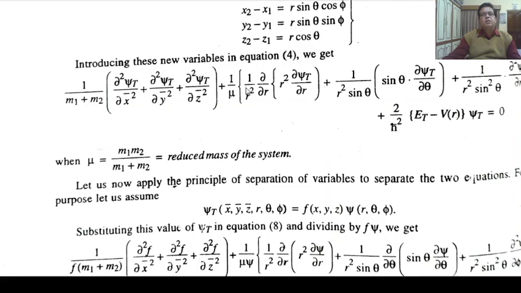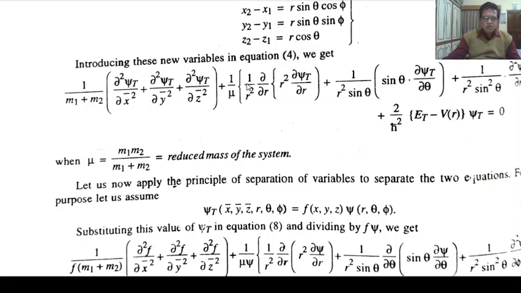Introducing these two variables in equation 4, we get the equation 1 upon m1 plus m2 del 2 psi t upon del x bar square plus del 2 psi t upon del y bar square plus del 2 psi t upon del z bar square. This is the first term. Second term plus 1 upon mu, 1 upon r square del upon del r square del psi t upon del r plus 1 upon r square sin theta del psi t upon del theta plus 1 upon r square sin square theta del 2 psi t upon del phi.